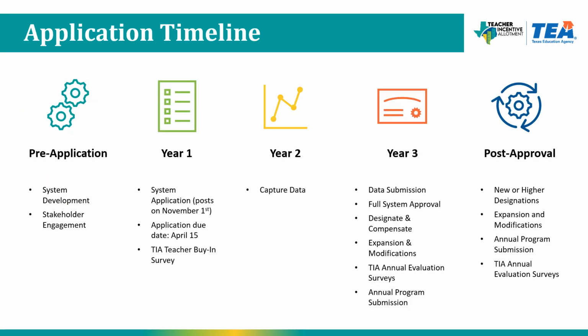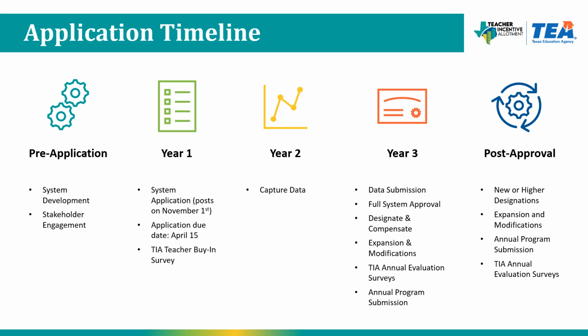As districts engage with the TIA application process, it's important to note a few key milestones. Prior to submitting a TIA application, districts are encouraged to engage stakeholders in the development of their local designation system. During year 1, districts will include and submit their TIA application for system approval. This process also includes a TIA teacher buy-in survey. During this process, the district's local designation system is reviewed for compliance with all statutory requirements.